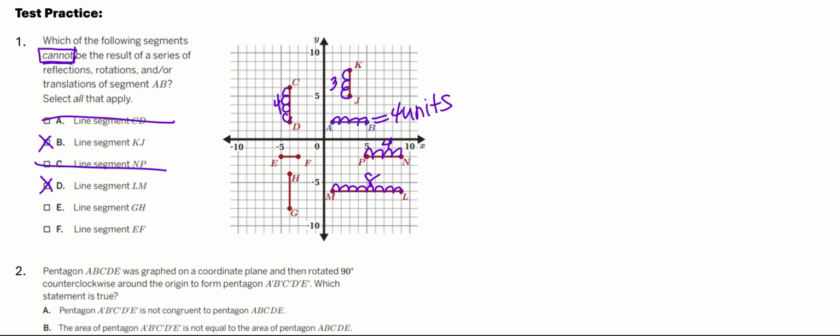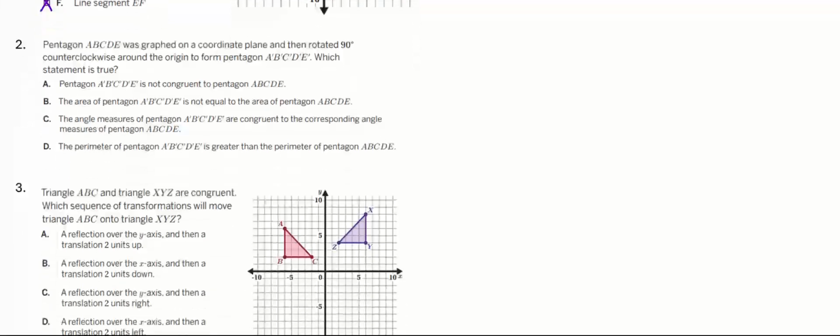And then line GH is 1, 2, 3, 4. That's congruent. And then line EF is 1, 2. Not congruent, so it cannot be a result. So that's how I would break down that problem. Check each one and figure out which ones cannot be equal, right? Congruent means equal.